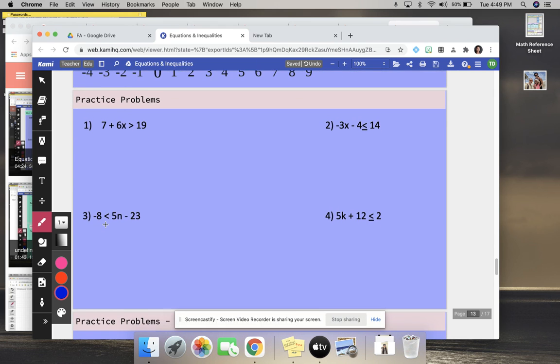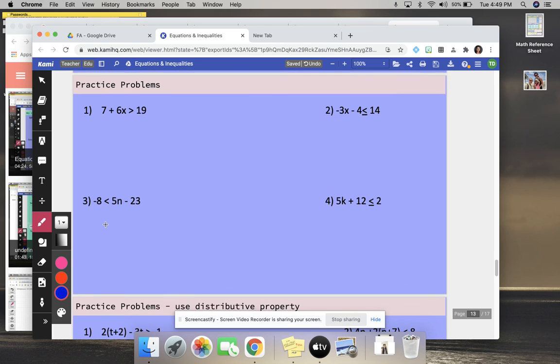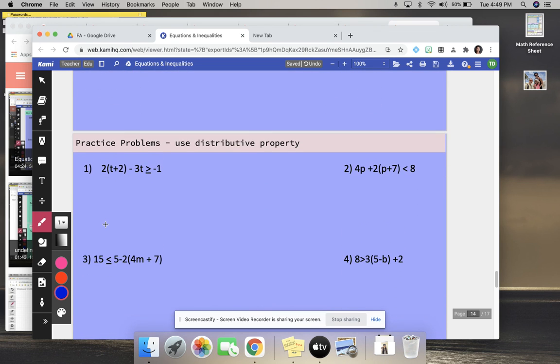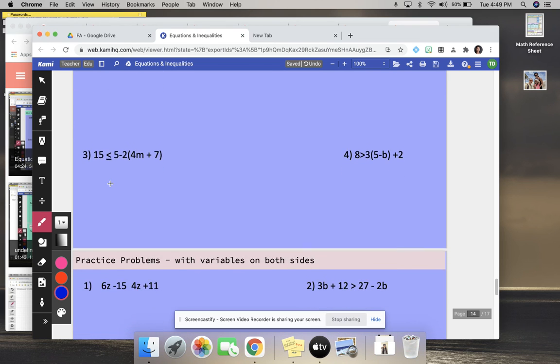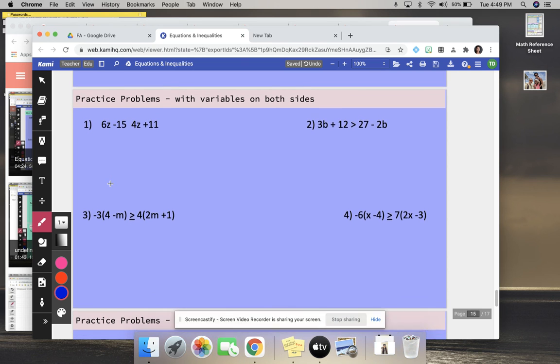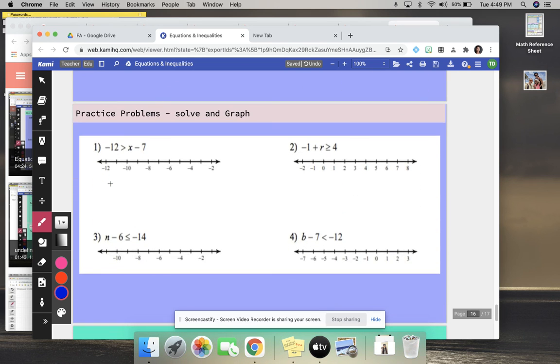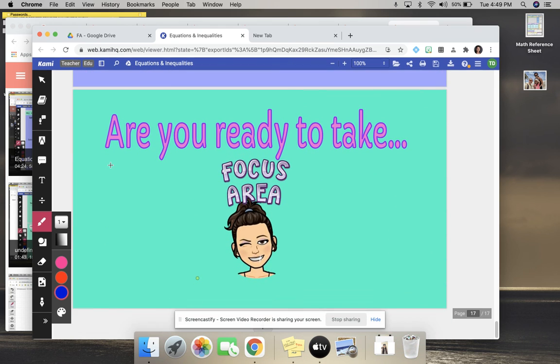Practice problems. Practice solving for the variable with your inequality. Now you're distributing and then solving, and practicing with variables on both sides. And then you're going to solve for x and then graph it. Once you are finished, you can work on your focus area.